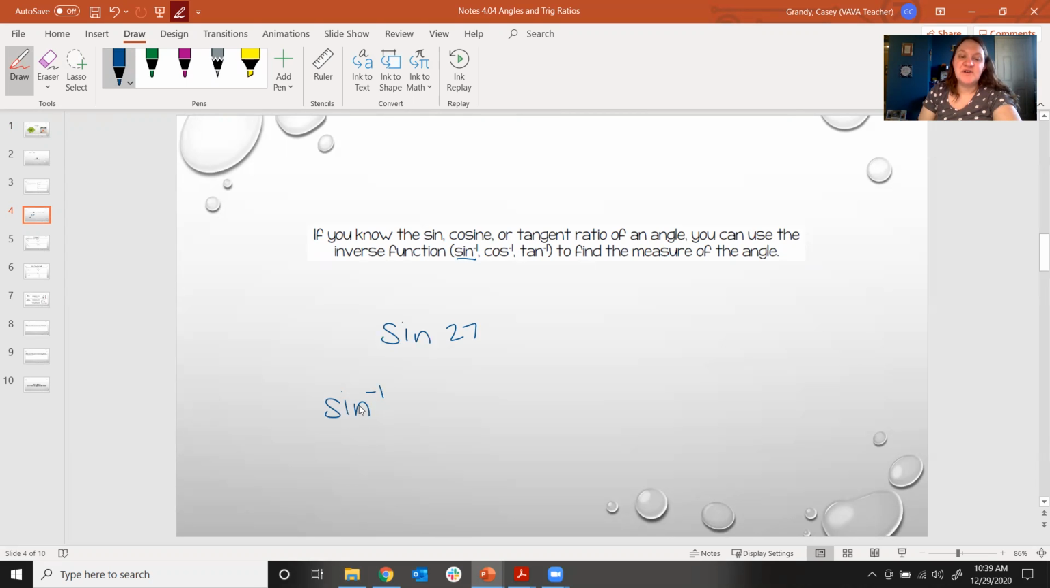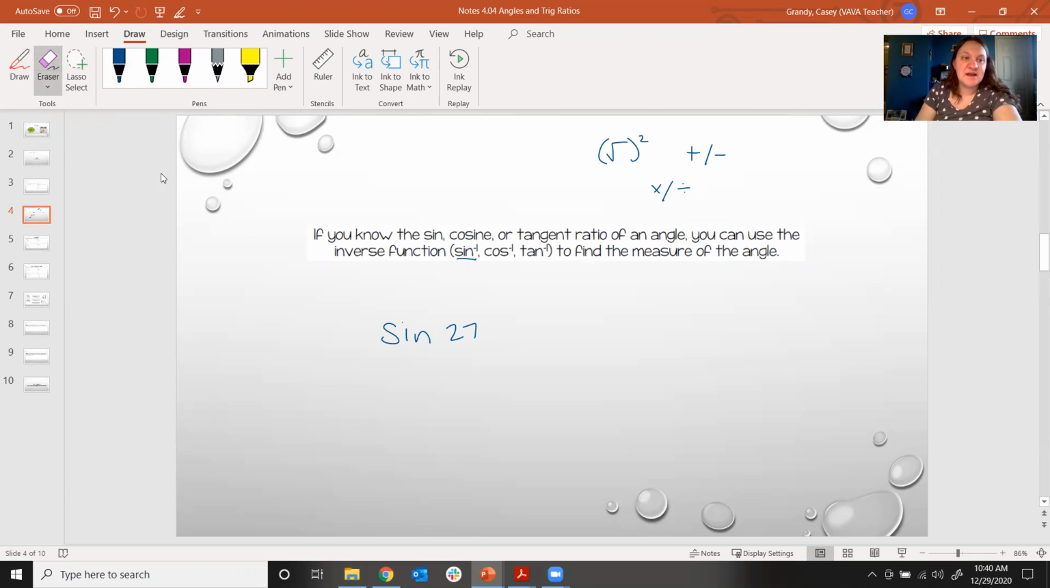We've heard about inverses before. Examples of some inverses we've seen before, maybe the square root and a square, those cancel each other out. Or adding and then subtracting will cancel each other out. Or multiplying and then dividing. These are all considered inverses because they cancel each other out. One undoes the other. So to undo a sine, we use its inverse called sine inverse.